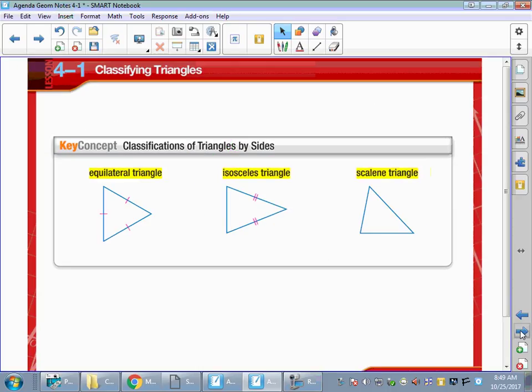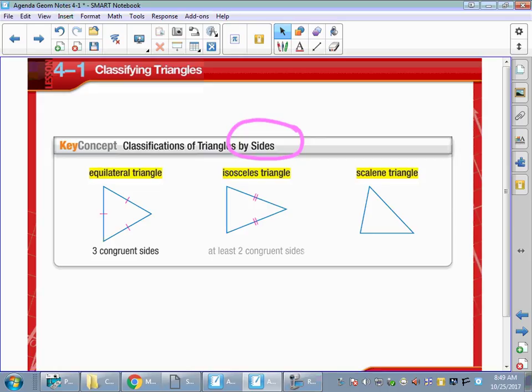So now classification of triangles by sides. Now I'm not so interested in the angles. I want to know about the side length. Hopefully you know what an equilateral is. It's got the prefix equa, and then lateral means 3 congruent sides. Notice in that diagram, all 3 are marked with the congruent dashes. Really important that you mark those so we know they're congruent.